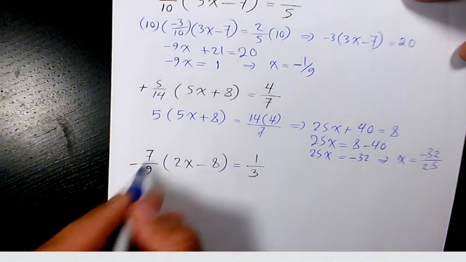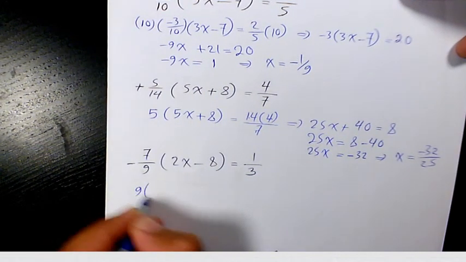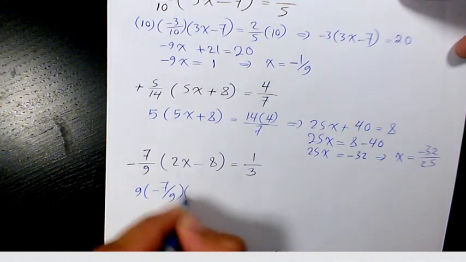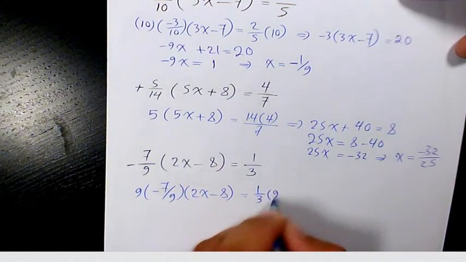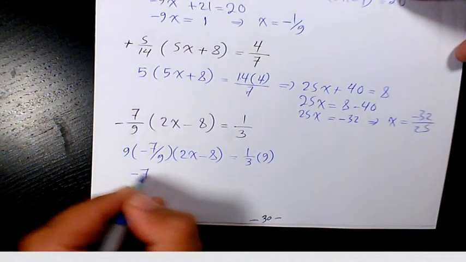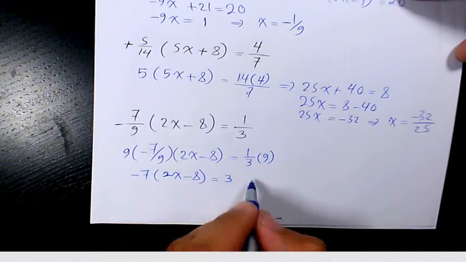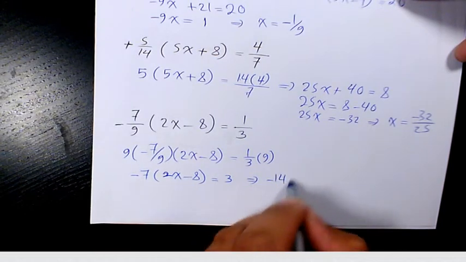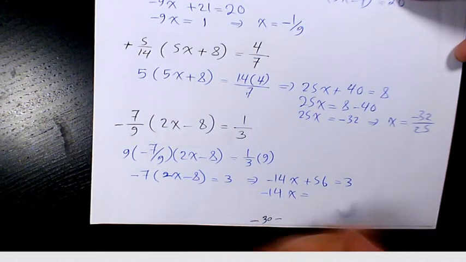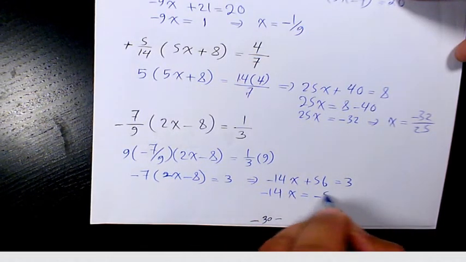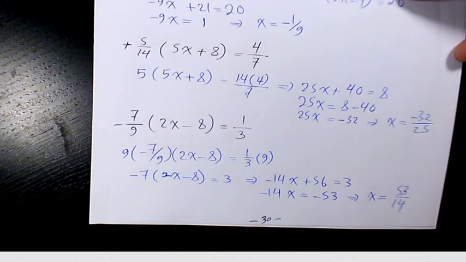Next one, negative 7 over 9 times 2x minus 8 equals 1 over 3. We need to multiply both sides by 9. And that's going to be negative 7 times 2x minus 8 equals 3. So we have negative 14x plus 56 equals 3. Negative 14x equals 3 minus 56, which is negative 53. So x will be 53 over 14.